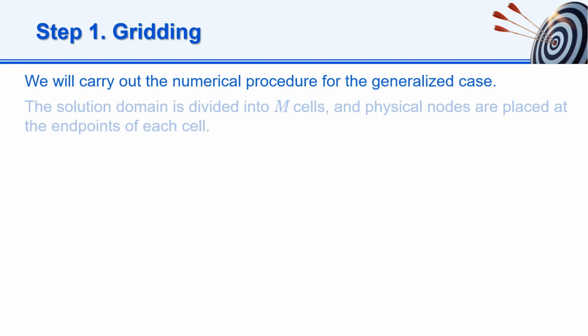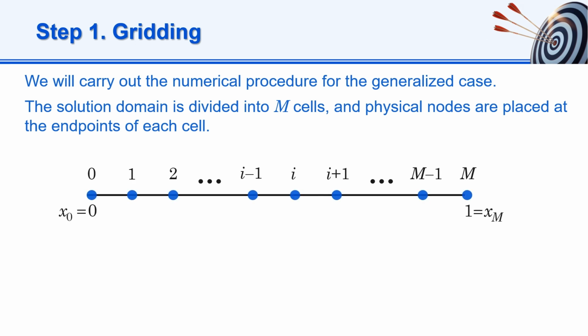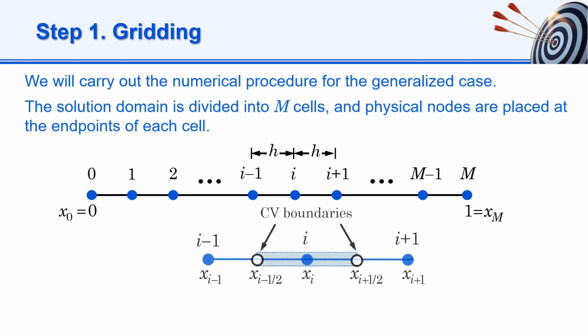The solution domain is divided into m cells, and physical nodes are placed at the endpoints of each cell, as illustrated. The control volume boundaries for the ith cell are marked, and the abscissas for uniform cells are determined as follows.